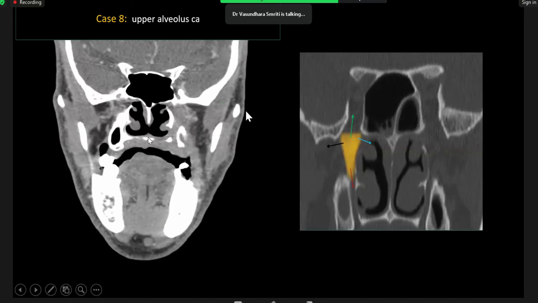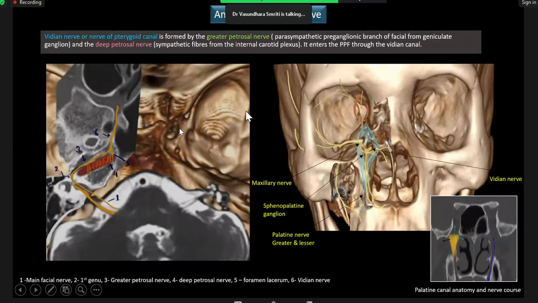Another case of a hard palate carcinoma where there was definite widening of the palatine canal and extension into the pterygopalatine fossa. So what is this Vidian nerve? How does it travel beyond the pterygopalatine fossa? This Vidian nerve then enters the Vidian canal.